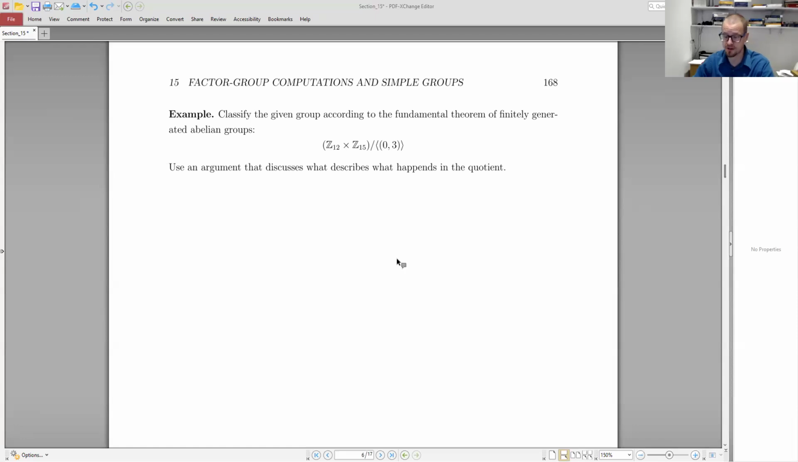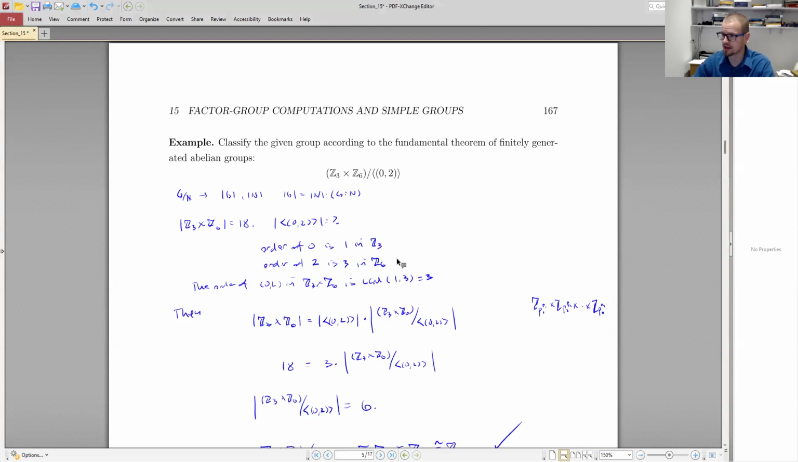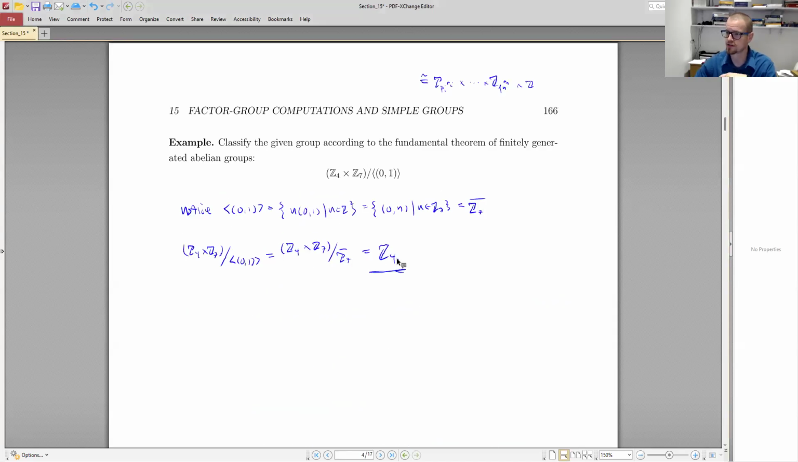Welcome to the office. We want to take a look at an example of factor group computations here. But before we get started, I'd like to very quickly review a couple of examples that we've already considered. So here in front of us is the example that we would like to consider in a moment. But before this, let's quickly look at the examples that we've already considered.